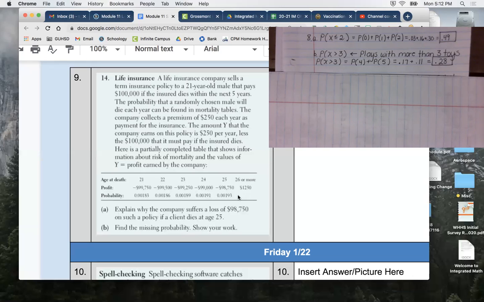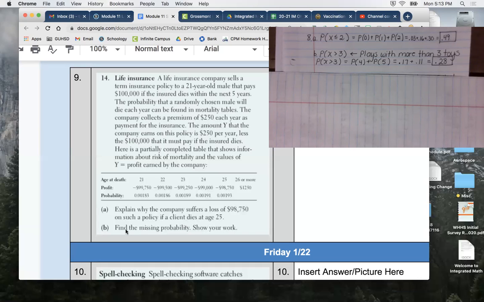That's their profit, right? So when it says here, explain with a loss of 98,000, that's right here. It means that somebody died at that age and they've only made, what would that be, one, two, three, four installments. They've only made four installments of that $250. So it means that the insurance company actually loses 98,750. You can see the probability there is very low, and that's why the insurance policies work this way. But they would lose money on that person.